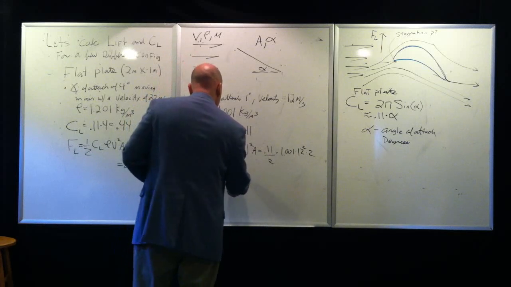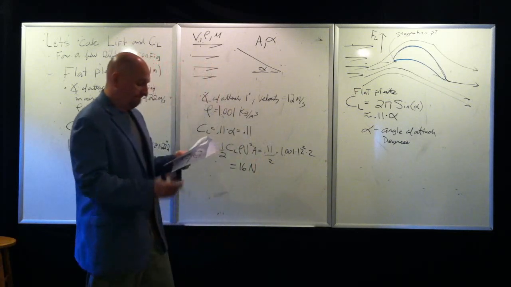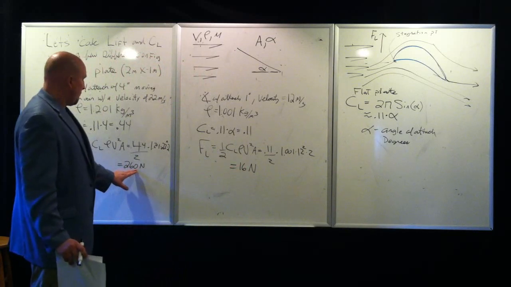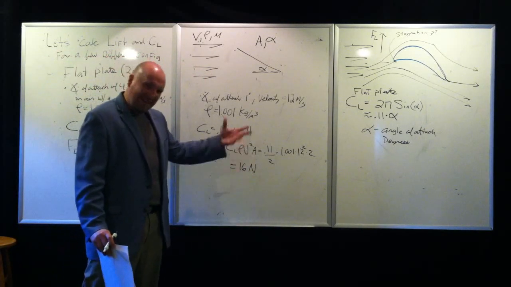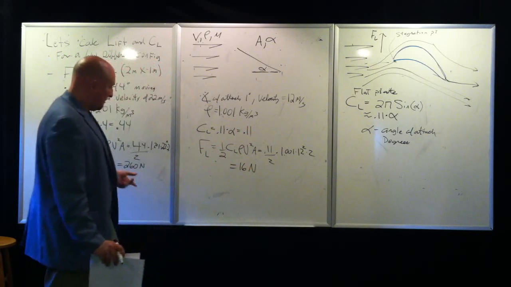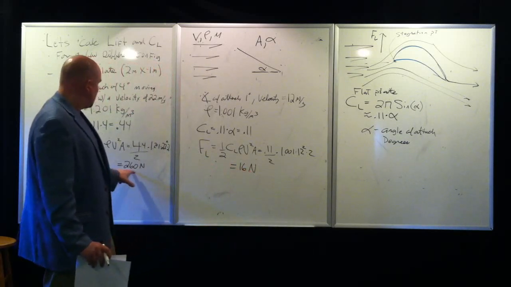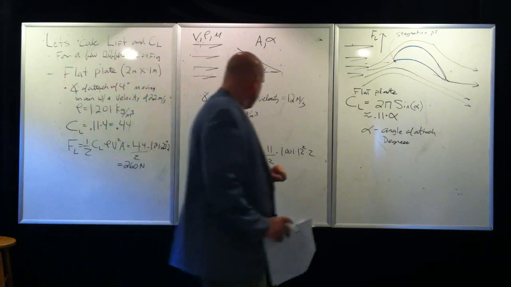And when you put this in your calculator, you should get 16 newtons. Much different magnitude of force, greater than 1 order of magnitude. 1 order of magnitude is basically multiplying or dividing by 10. So 160, well this is 16, but 1 order of magnitude would be 160 or 1.6. So 1 order of magnitude and then doubled.